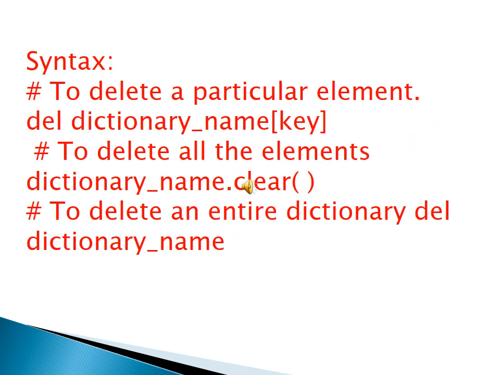The next one: see the syntax to delete an element from your dictionary. To delete a particular element, only a single element, you can use the del keyword, followed by the dictionary name and a square bracket. Look at this example, look at this syntax: del dictionary name.